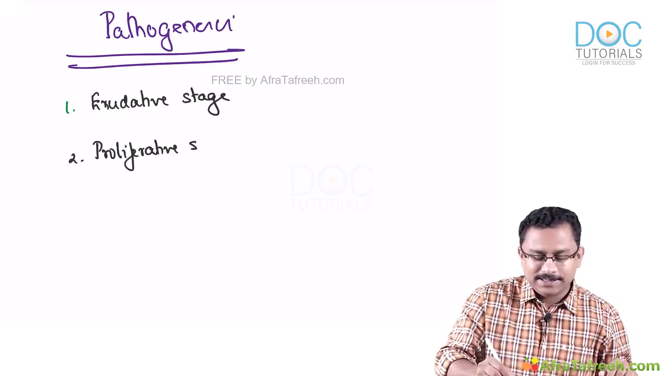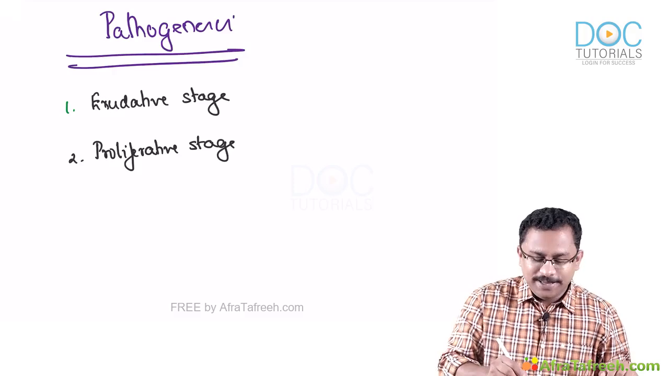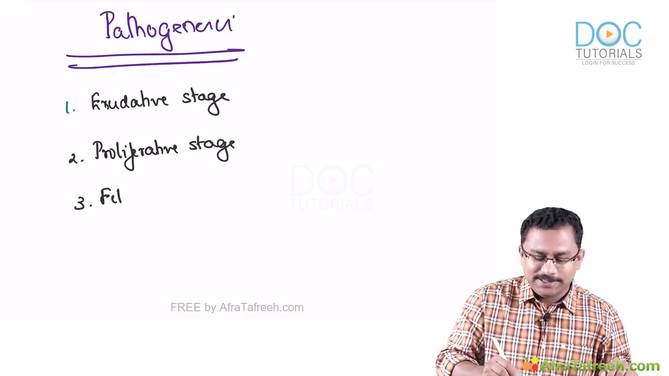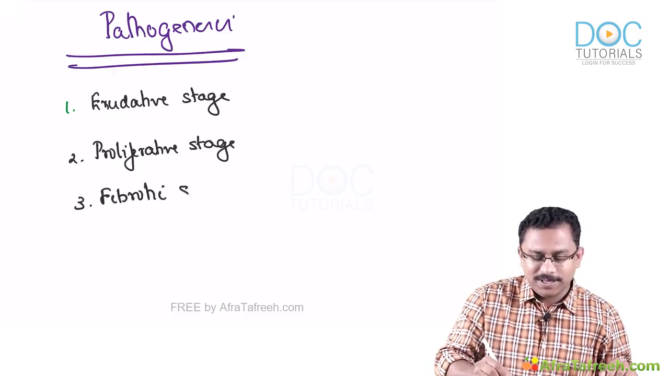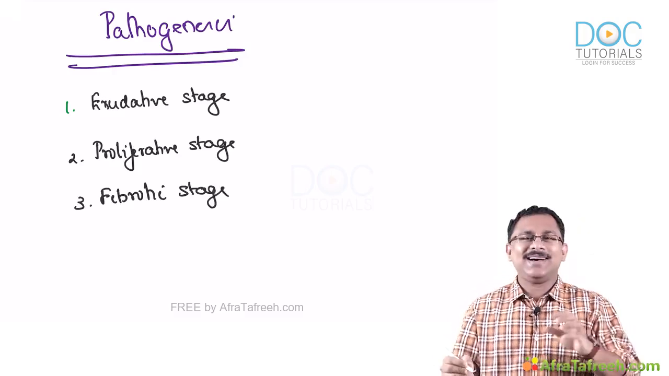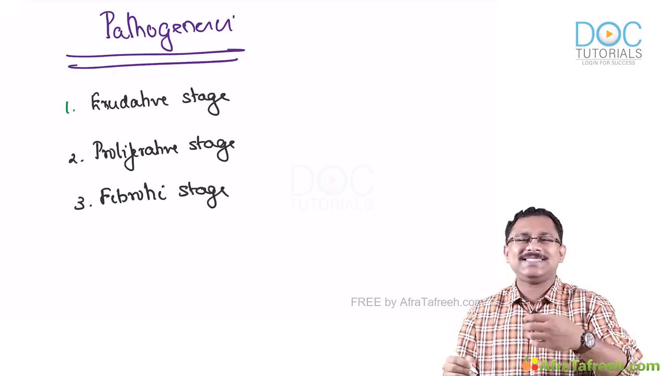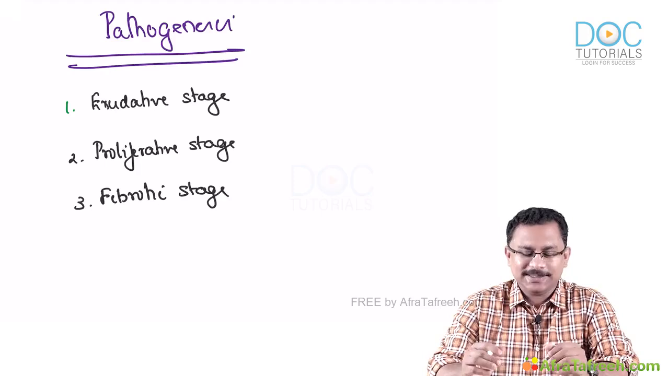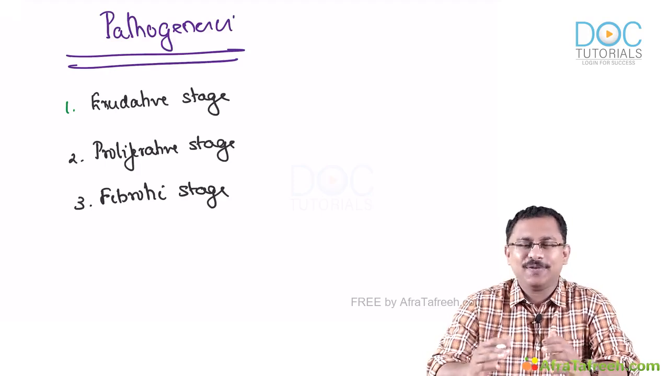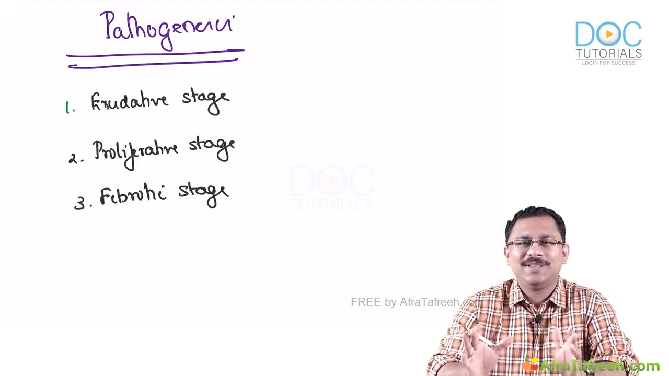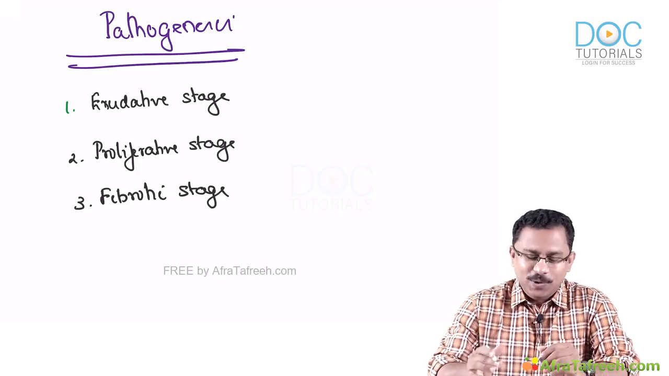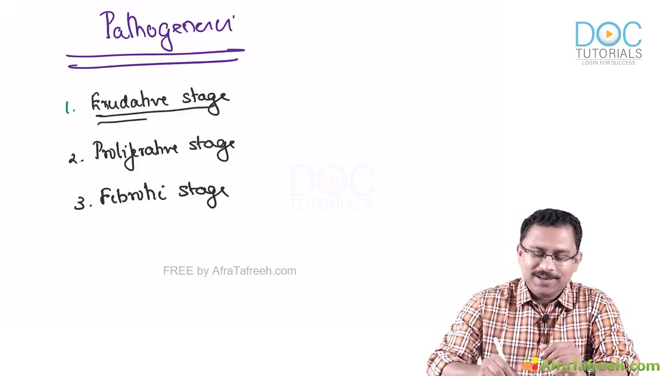Proliferative stage. And the final one is a fibrotic stage. Fibrotic stage. Now, these are the pathologic stages in case of ARDS. Now, I'll try to explain it for you. For the time being, remember the name of these stages. Now, the first stage, exudative stage.